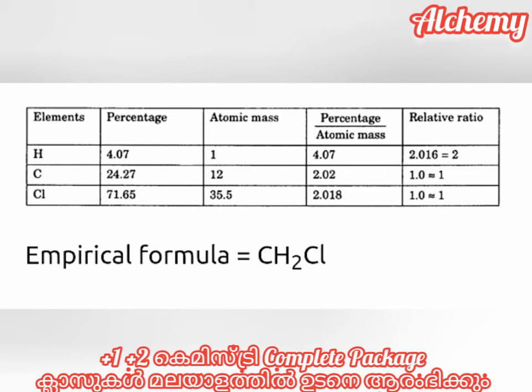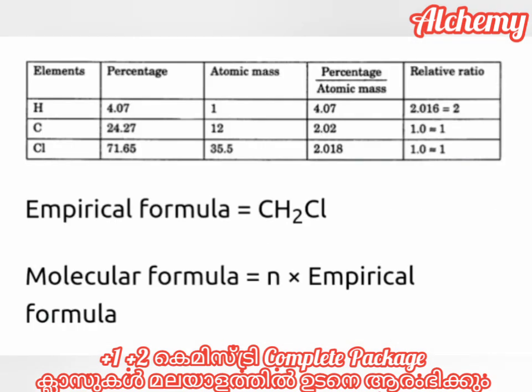First, the values of percentage composition and atomic mass are written down. In the next step, the percentage composition is divided by the atomic mass of the element, and we will get the answers as 4.07 for hydrogen, 2.02 for carbon, and 2.018 for chlorine. Now, the smallest number among these three is 2.018, and we should divide each of these three numbers by 2.018. After rounding the answers, we get the relative ratio as 2 for hydrogen, 1 for carbon, and 1 for chlorine. So the empirical formula is CH2Cl.